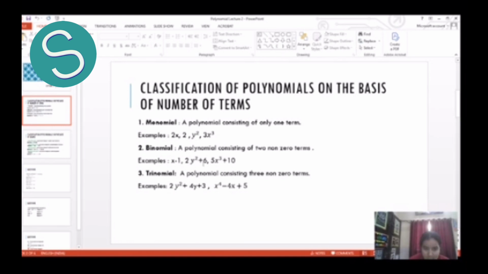2y square plus 6 is also a binomial. Here first term is 2y square and second term is 6. 5x cube plus 10 is also a binomial. First term is 5x cube and second term is 10.